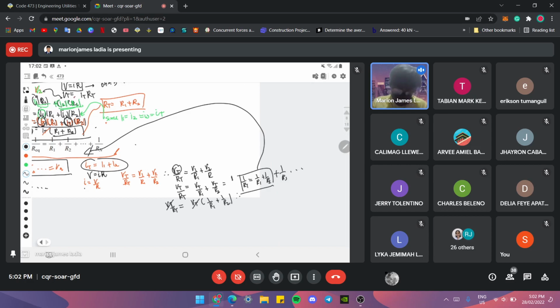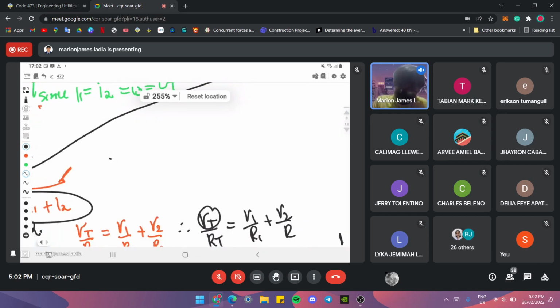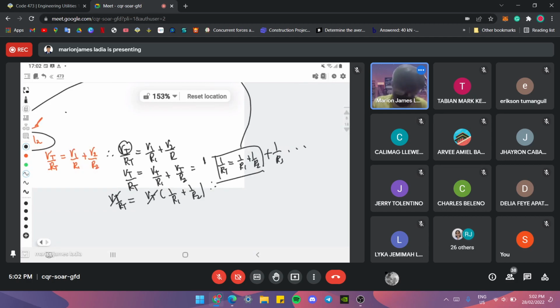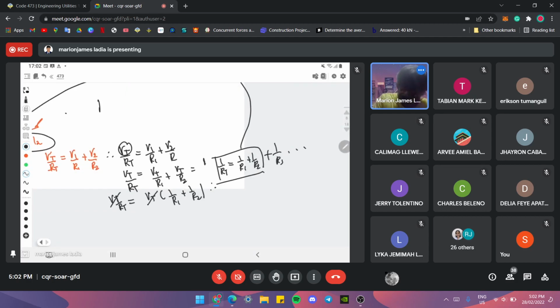Okay. So paano ba natin yung gagawin sa calculator? Ang gagawin natin dito is that R total is equal to 1 all over 1 over R1 plus 1 over R2 plus 1 over R3. Okay?